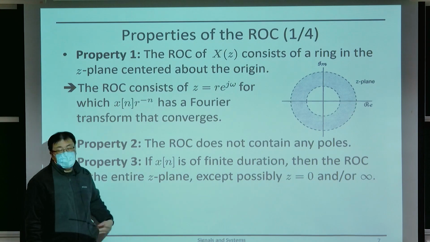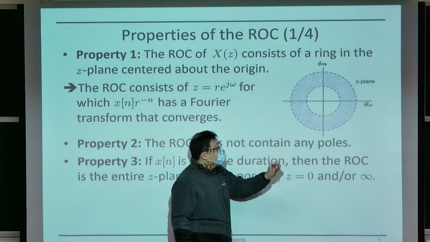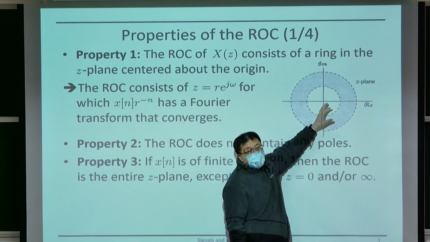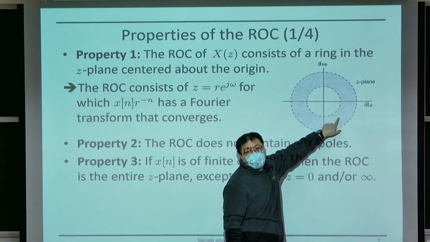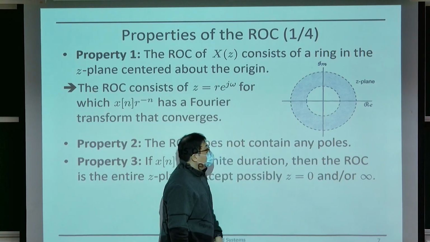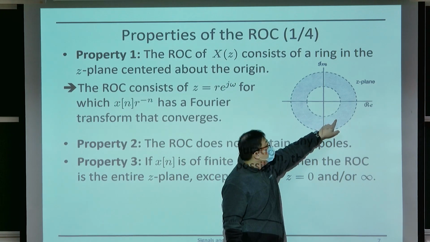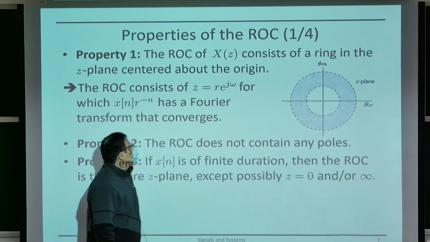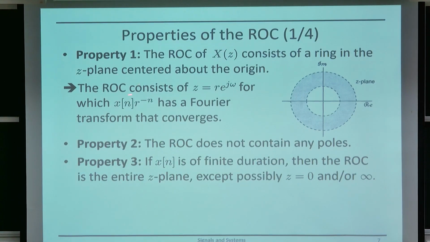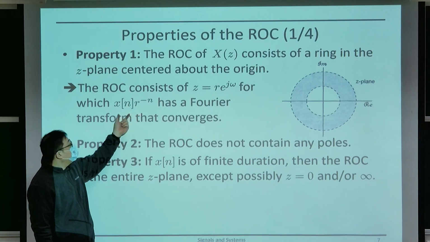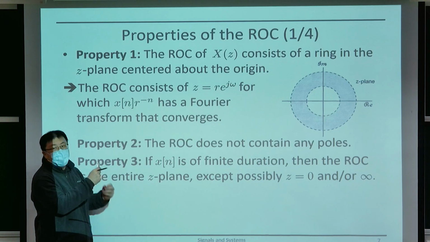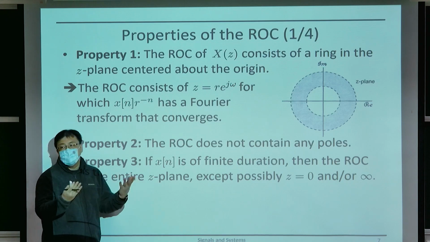And the reason is that the convergence of this Z transform depends only on the magnitude of z and not on the phase. So if you have a point that converges, then all points with the same magnitude will converge. If you converge at any point, you must converge at the circle containing that point. So this is explained here: the ROC consists of z equal to r times e to the j omega, for which x[n] times r to the minus n has a Fourier transform. If this has a Fourier transform, then it converges, and the Z transform converges for any point z with magnitude r and any value of omega.